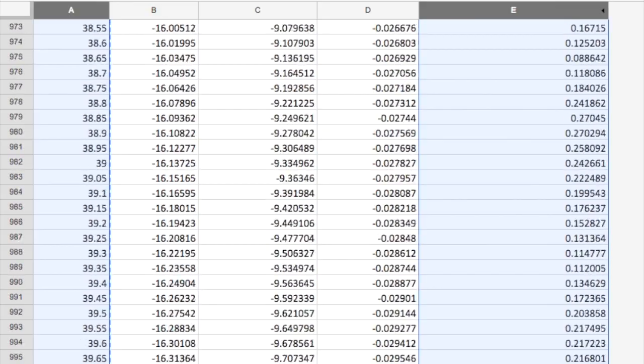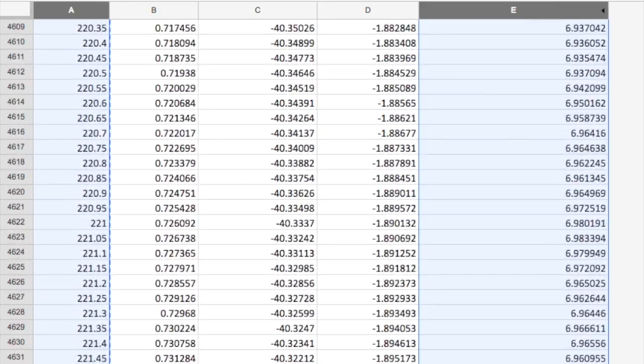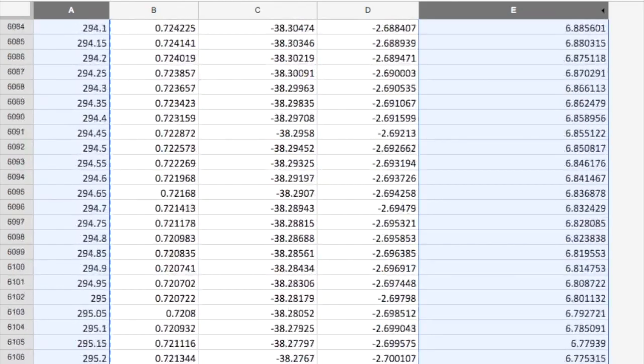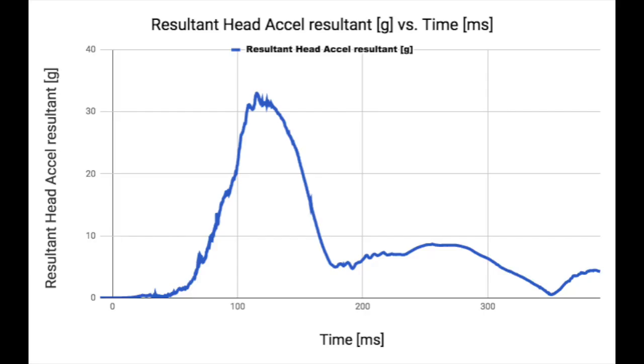To begin, a set of data is collected from the triaxial accelerometers on a Hybrid 3 test dummy that shows the acceleration in G's exerted during a car crash from moments just before impact to moments just after impact. The data from columns A and E can then be converted into a graph to show acceleration in G's as the dependent variable and time in milliseconds as the independent variable.